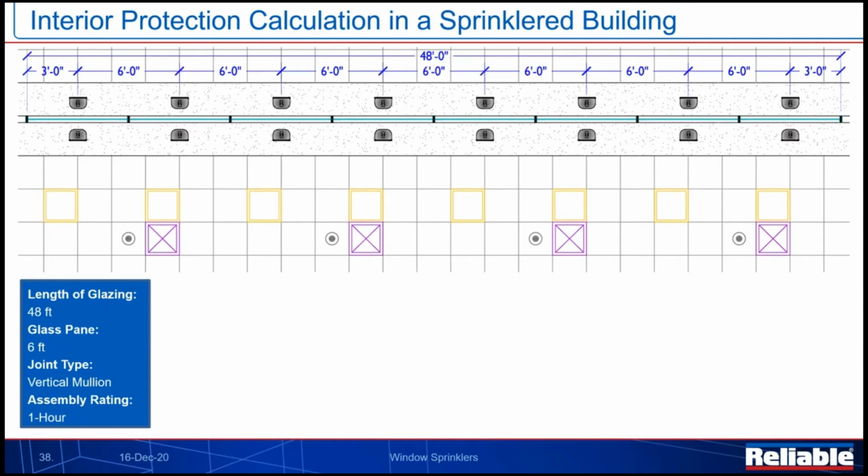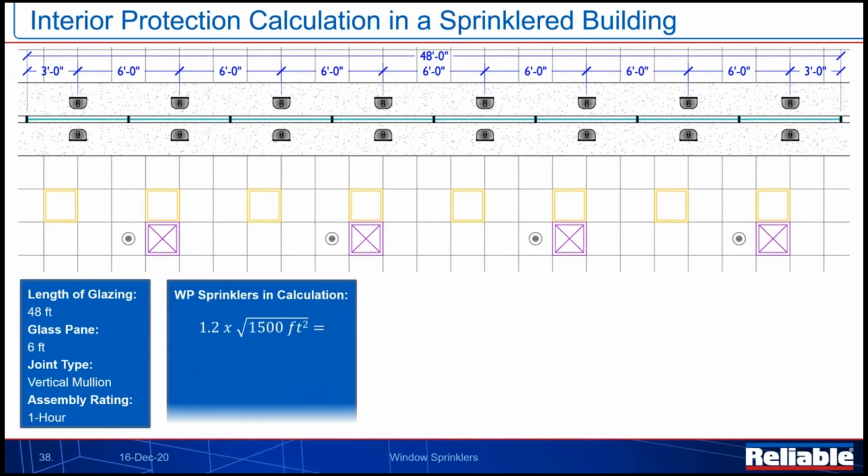We'll lay out these sprinklers. Remember, vertical mullions create an individual hazard for every pane of glazing. So every pane of glazing is going to get a sprinkler, and we do it on both sides because this is an interior. We're going to come away with basically 16 of our window sprinklers in this case.